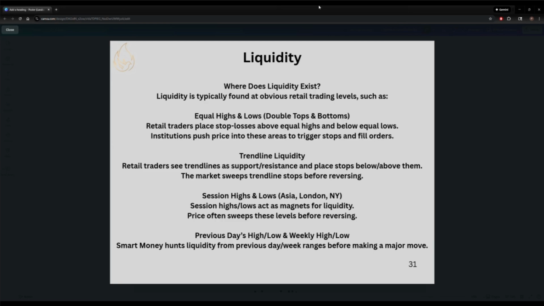So, where does liquidity exist? Liquidity is typically found at obvious retracement levels, such as equal highs and lows, trendline liquidity, session highs and lows, Asia, London, New York, and previous daily highs and lows. What is this trendline liquidity?